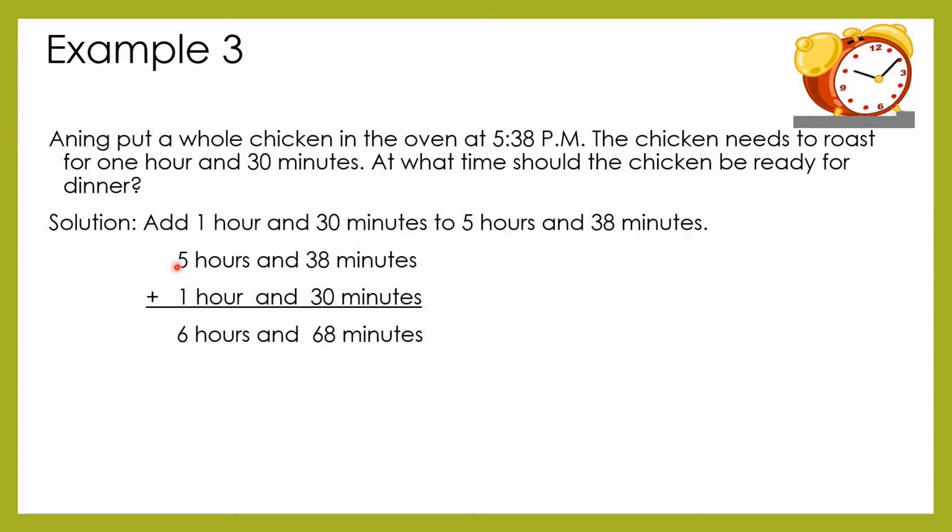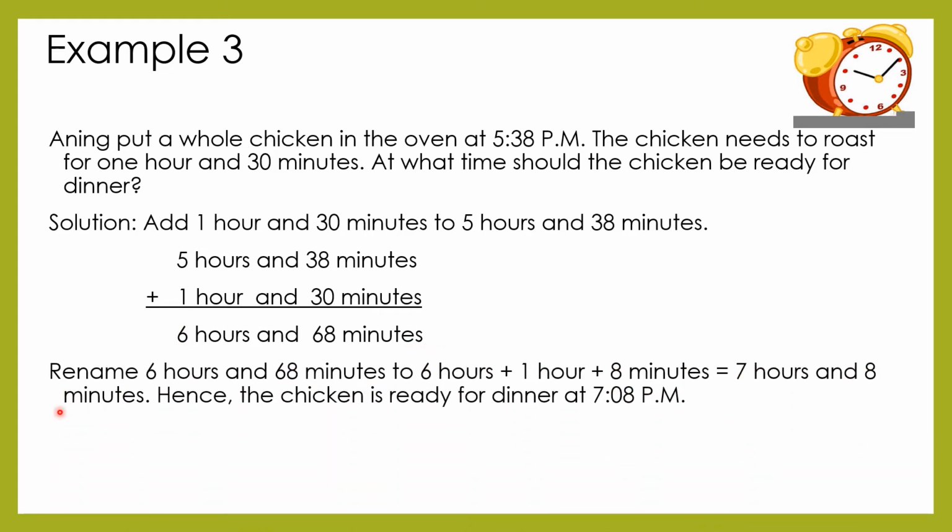So we add here 5 hours and 38 minutes plus 1 hour and 30 minutes. That's 6 hours and 68 minutes. So rename 6 hours and 68 minutes to 6 hours plus 1 hour plus 8 minutes. So that's equivalent to 7 hours and 8 minutes. So hence, the chicken will be ready at 7:08 p.m. So just in time for dinner. Okay?